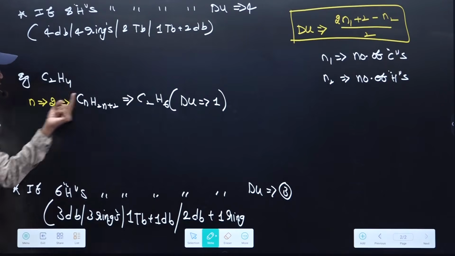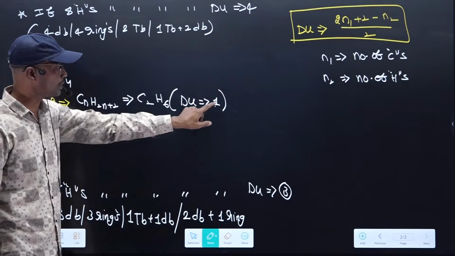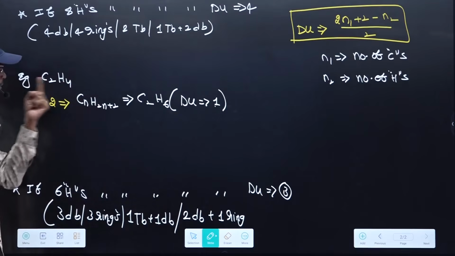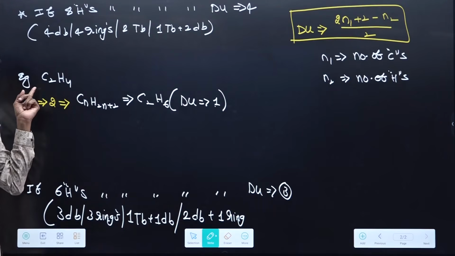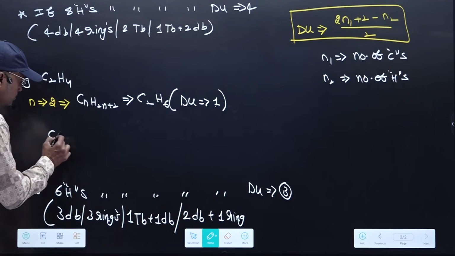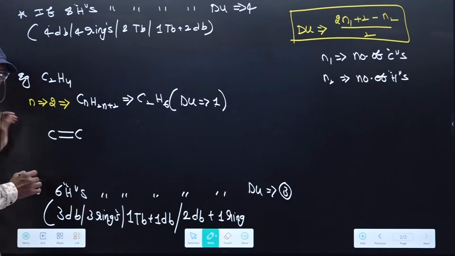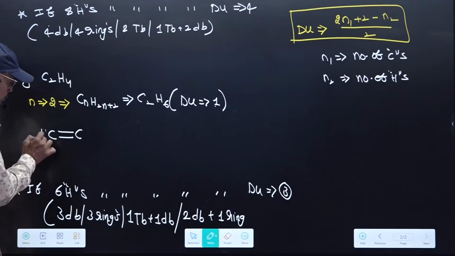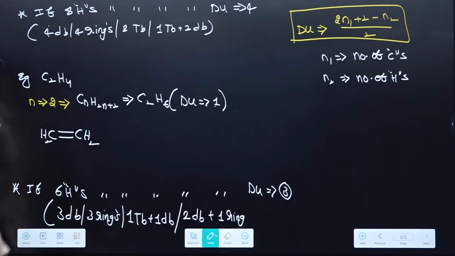Then forget about this one. This is a formula to calculate only DU. After DU, ignore this. You focus on this number and apply it. So, between these two carbons, can I put one double bond? Can you create one ring between two carbons? No. So first you write down two carbons and put one double bond here. DU is created. One double bond is equal to 1 DU. Then how many hydrogens are required here? 2 hydrogens. Here also 2 hydrogens. Over. This is the molecule with this structure.